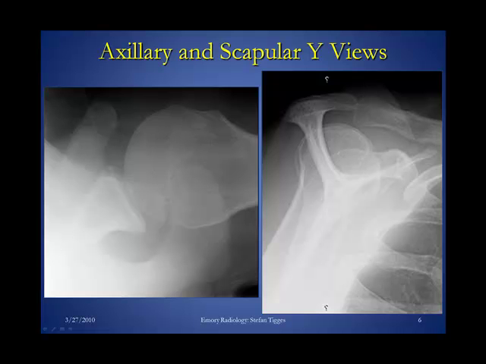Those two views are the axillary view and the scapular Y view. The axillary view is on the left and the scapular Y view is on the right. What we're going to do now is go over how these views are obtained, because understanding how these views are obtained will help you to properly interpret these views when they're abnormal. We'll start with the scapular Y view.